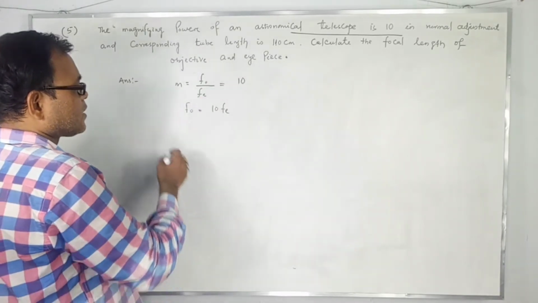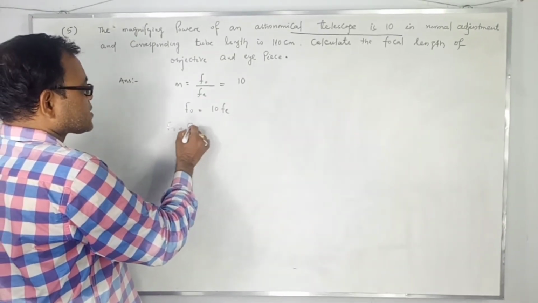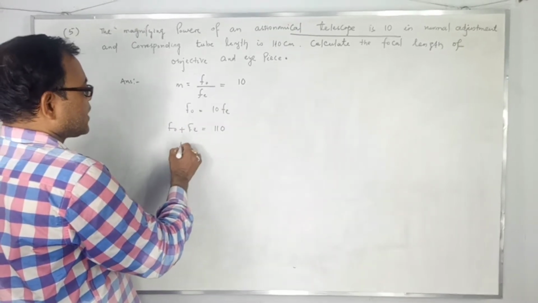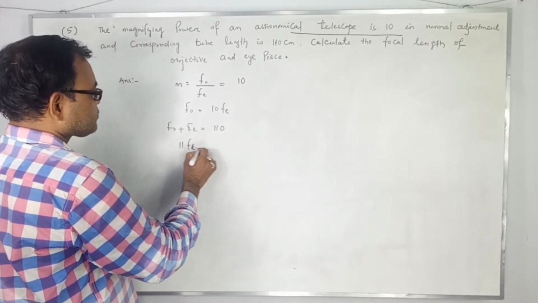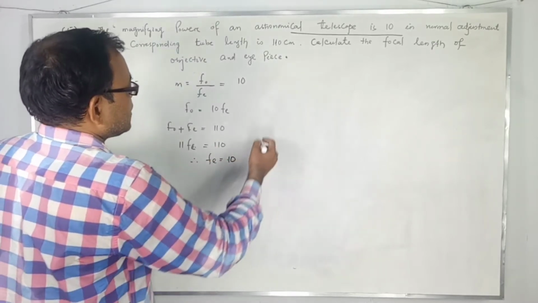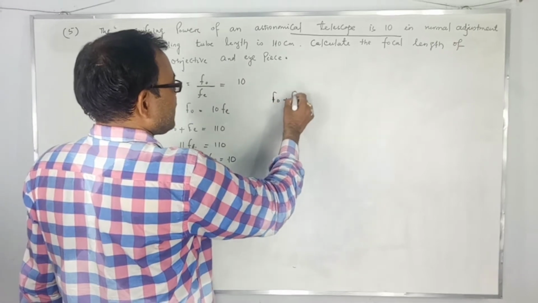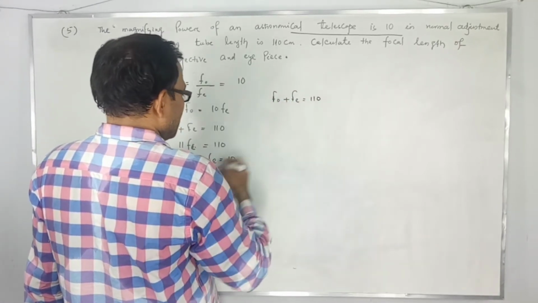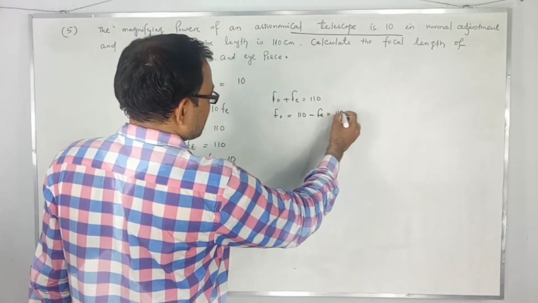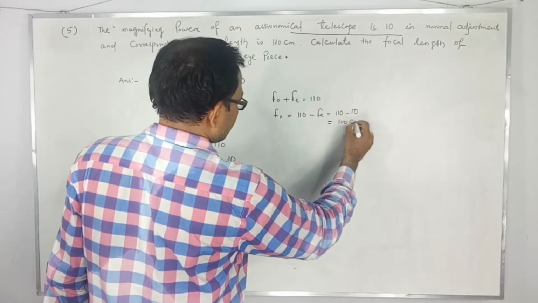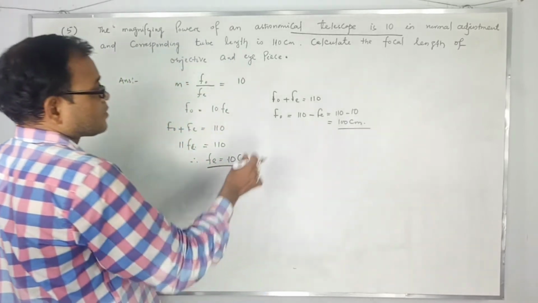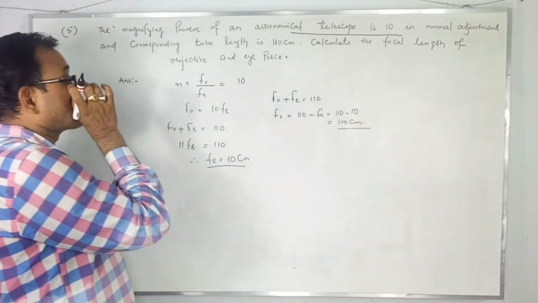But corresponding tube length is 110 cm. So it is given F0 plus Fe is equal to 110. So you have taken F0 is 10 Fe, 10 Fe plus Fe, this 11 Fe is equal to 110. Therefore, Fe is equal to 110 by 11 is 10. Since F0 plus Fe is equal to 110, Fe is 10, so F0 is equal to 110 minus Fe is equal to 110 minus 10 is equal to 100 centimeter. It is centimeter, yes. The focal length of objective is 100 centimeter and for eyepiece it is 10 centimeter.